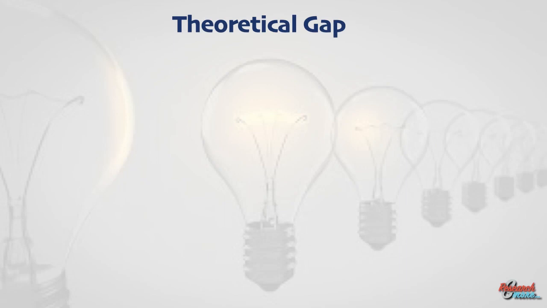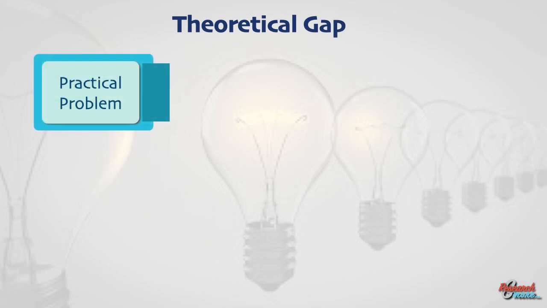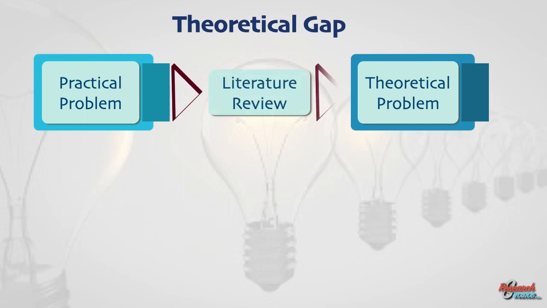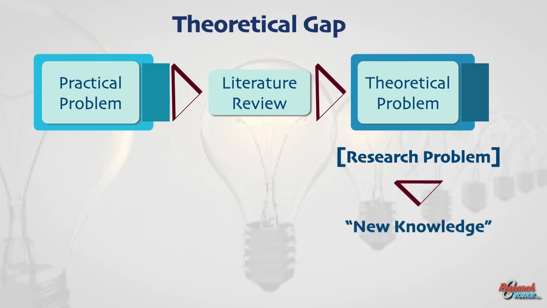While identifying a practical problem in a particular domain or organization is often not difficult, identifying theoretical problem from the literature may be challenging. Very often, it takes an extensive review of the literature to come up with a theoretical gap, or commonly called the research problem. From solving the research problem, new knowledge is expected to be created.